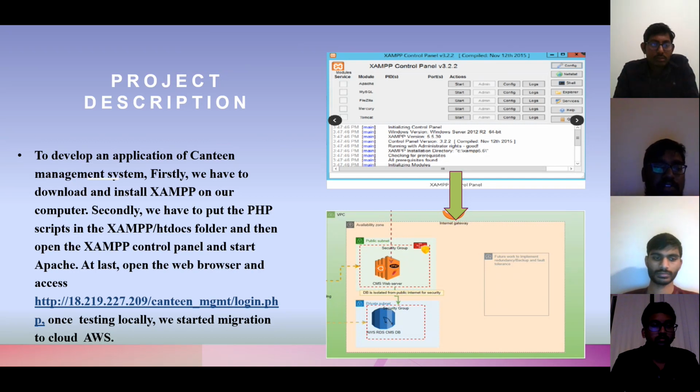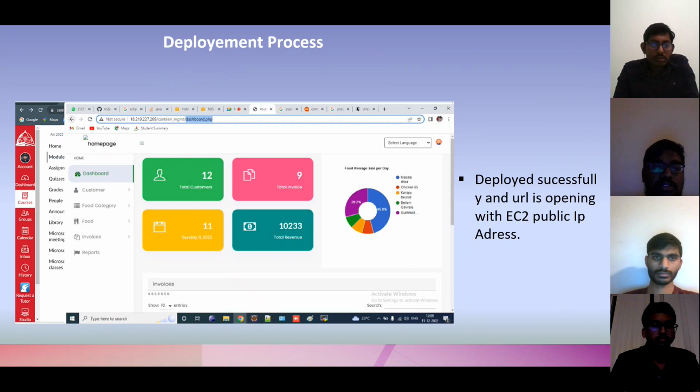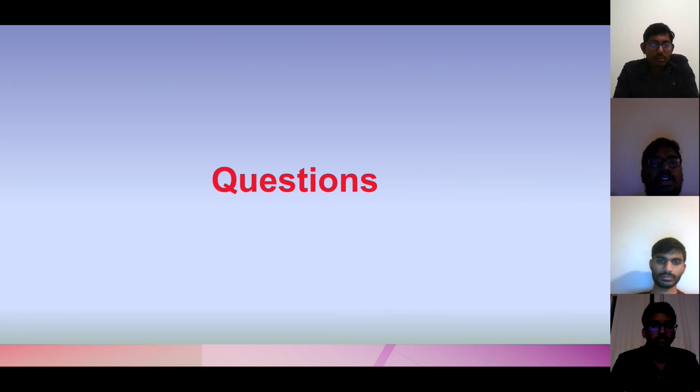We tested locally and then started the migration to the AWS cloud. After the deployment process, the URL changed to the IP address of my AWS instance. The deployment was successful, and the URL opens with the EC2 instance's public IP address. So I deployed the service to AWS, and it is open to the public. Next slide, please. That's all.